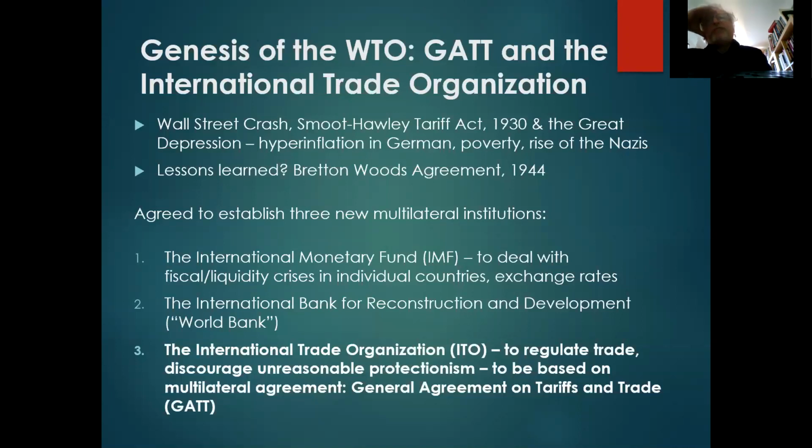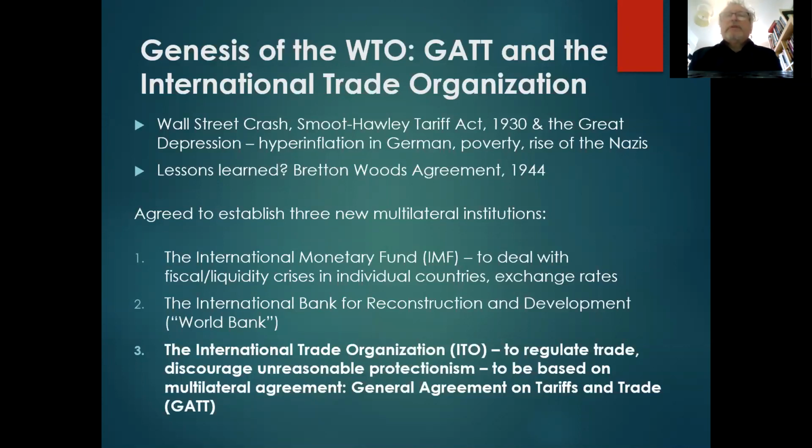Once Europe was reconstructed, Europe no longer needed help, so the World Bank is now dedicated to helping the developing countries with things like relatively low interest loans for development projects. So I'll say no more about those two institutions. And the third was the attempt to establish the so-called International Trade Organization, or ITO. And the International Trade Organization was intended to regulate trade, to discourage unreasonable protectionism, and was to be based on a multilateral agreement.